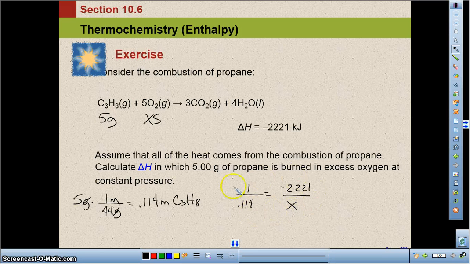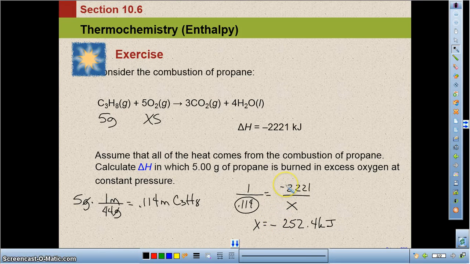And let's just reason through it to begin with. This is 1 mole, and this is about 1/10 of a mole, so this number should be considerably less. So we cross multiply and take 2,221 times 0.114, and X ends up being about 252.4 kilojoules given off, which is the number that we expect to see because of the size difference in the number of moles. And remember, that's a negative sign, not because the value is negative, but because it's exothermic and gives off heat.